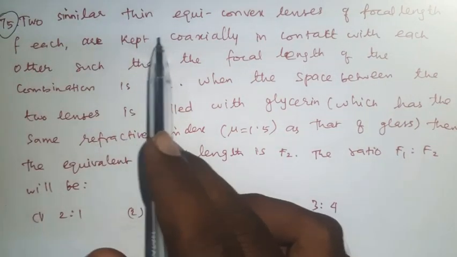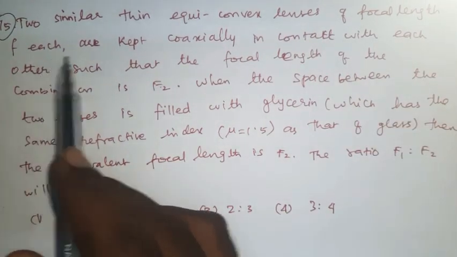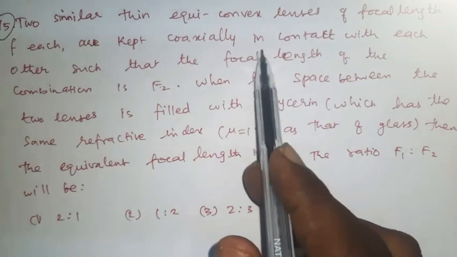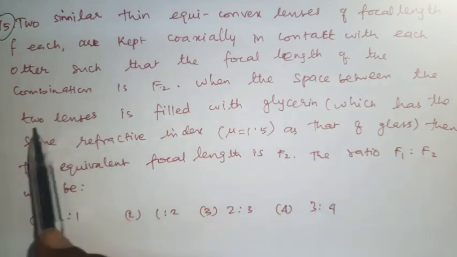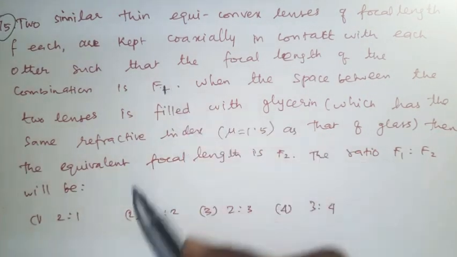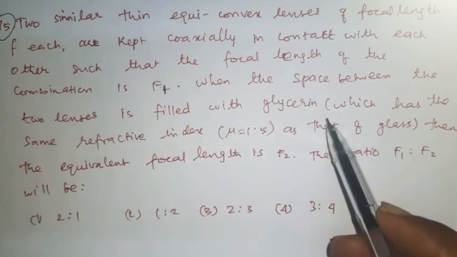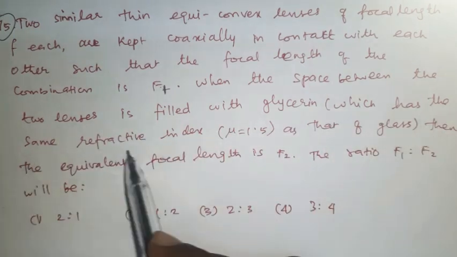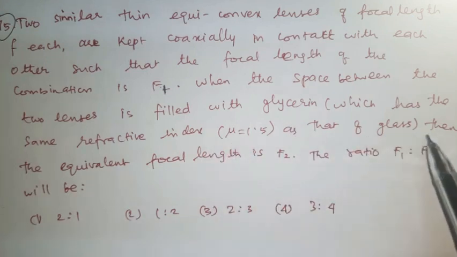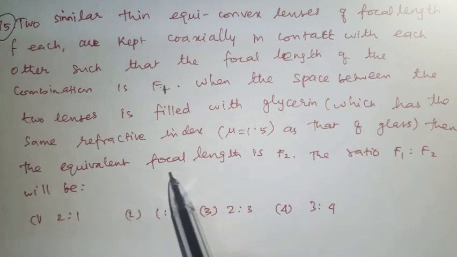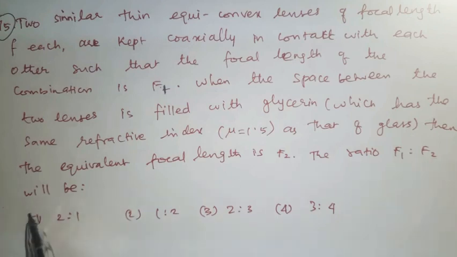Question number 75. Two similar thin equiconvex lenses of focal length f each are kept coaxially in contact with each other such that the focal length of the combination is f1. When the space between the two lenses is filled with glycerin, which has the same refractive index mu equal to 1.5 as that of glass, then the equivalent focal length is f2. The ratio of f1 is to f2 will be.